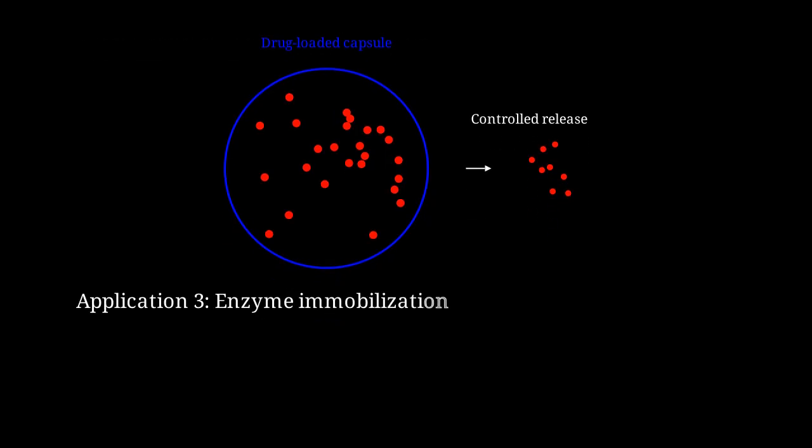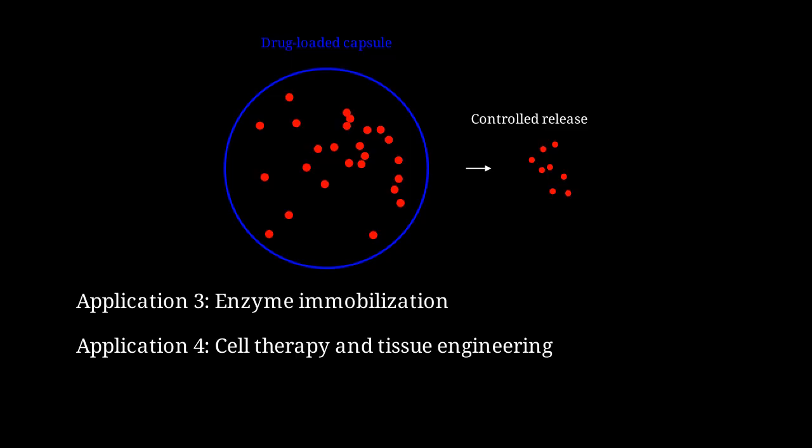Application 3 is enzyme immobilization. Encapsulating enzymes in droplets or gels protects them from denaturation and allows reuse in industrial processes. Application 4 is cell therapy and tissue engineering. Encapsulated cells can be implanted into patients to deliver therapeutic proteins or regenerate damaged tissue.